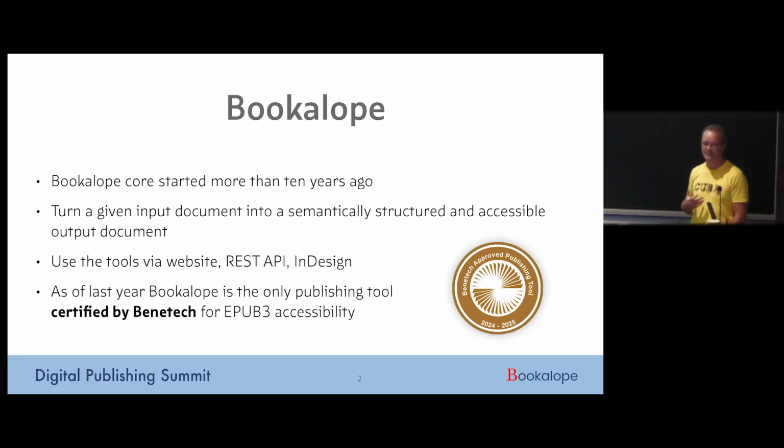to produce accessible ebooks, which means that if you export an ebook with Bookalope and you fix all the warnings, there's a really good chance that you can pass Benetech certification just on a fast track. And so that's up and running as of last year.